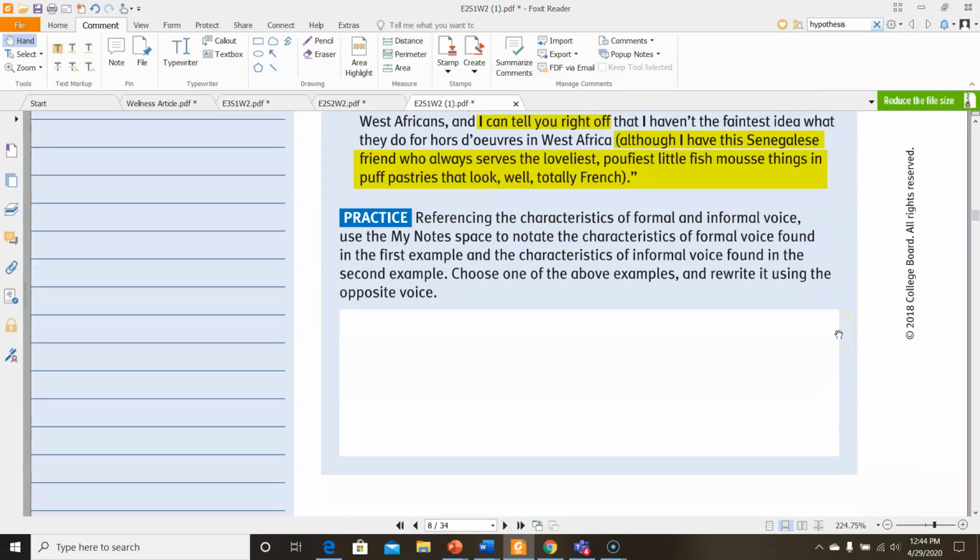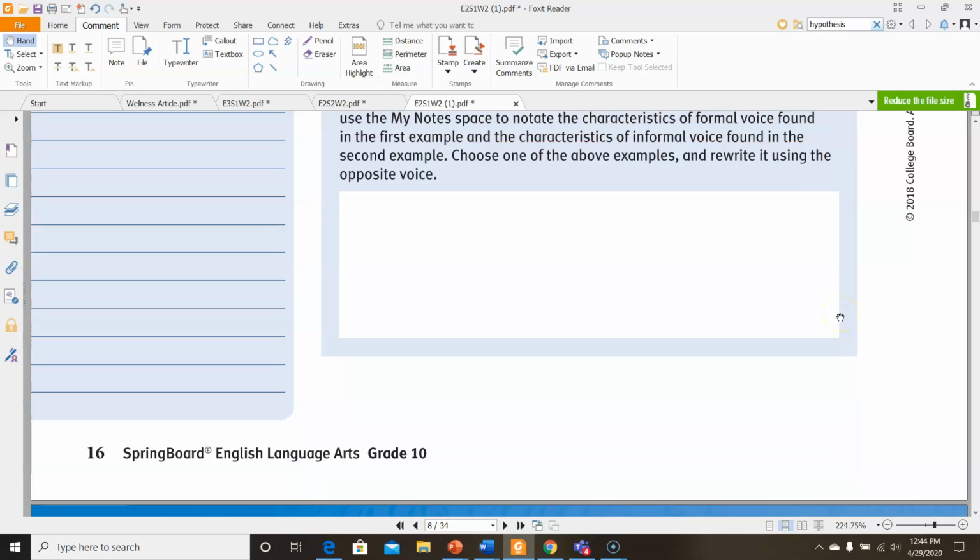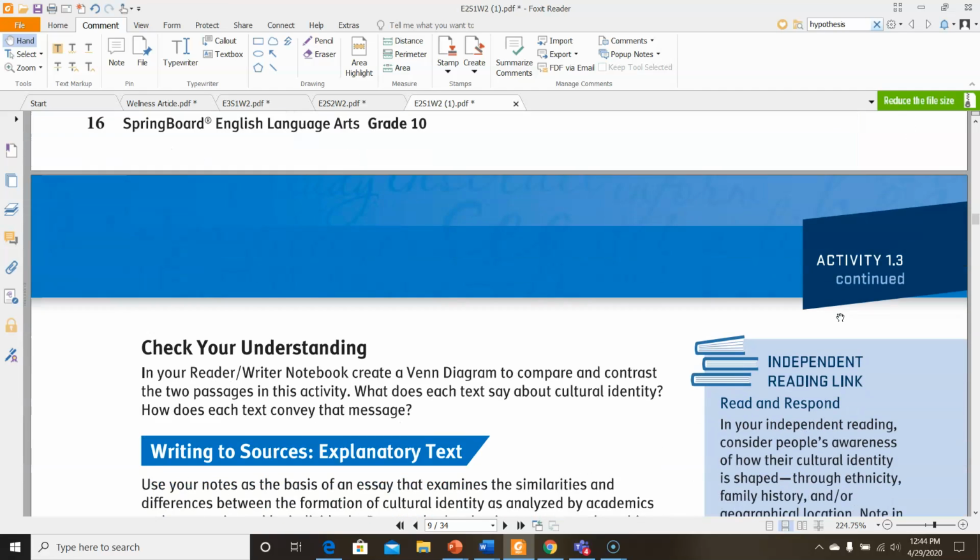So for practice, referencing the characteristics of formal and informal voice, use the My Note space to notate the characteristics of formal voice found in the first example and the characteristics of informal voice found in the second example. Then choose one of the above examples and write it in the opposite voice. So we've already kind of identified the characteristics of each of those, so you just have to choose one of the examples and then rewrite it using the opposite voice.